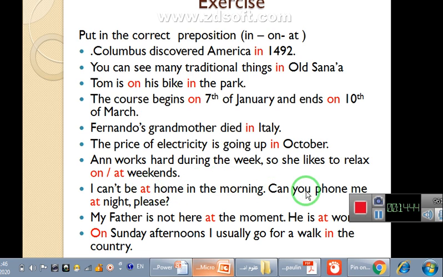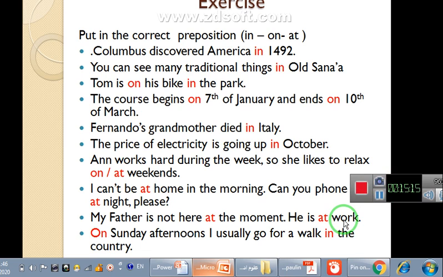in the morning can you phone me، تتصل بي، ومعي كلمة night as I said night دائما أستخدم قبلها at. my father is not here at the moment، here معناها اللحظة. في هذه اللحظة أبي مش موجود في المنزل، فيعتبر وقت من الأوقات. so I'm going to use at. ما ينفعش أقول لا in ولا on، only at the moment. he is at work. Here work هو عبارة كلمة معناها عمل as we know، so دائما تستخدم قبلها at.